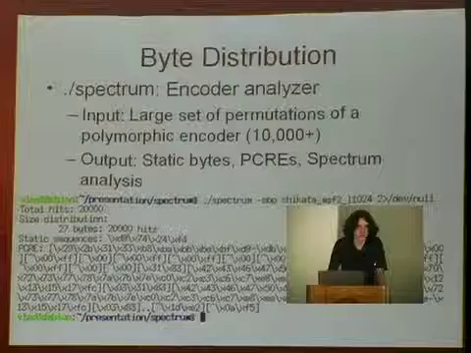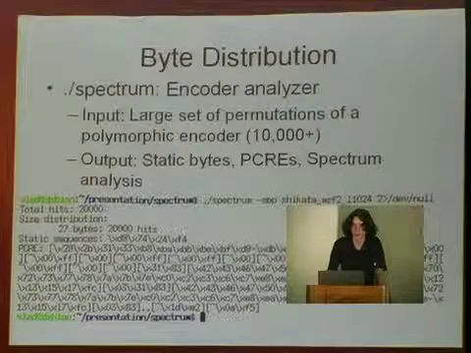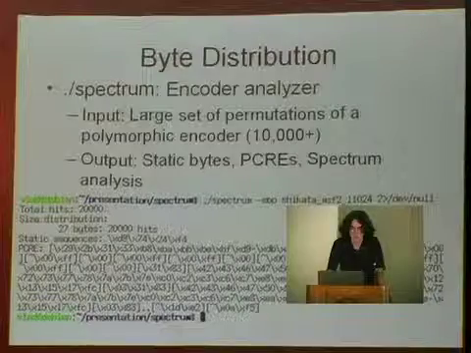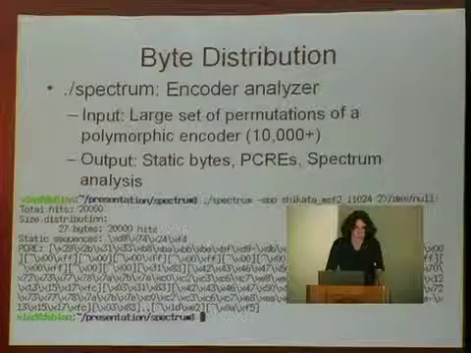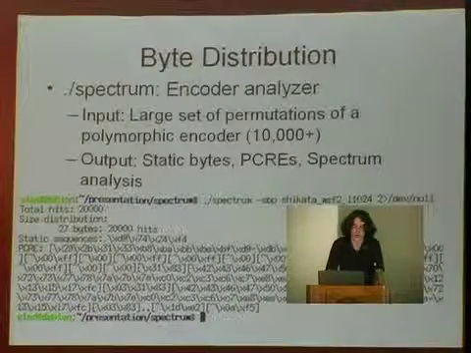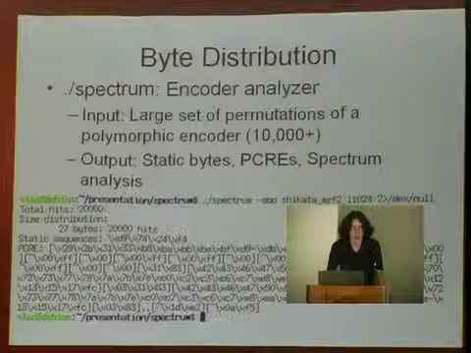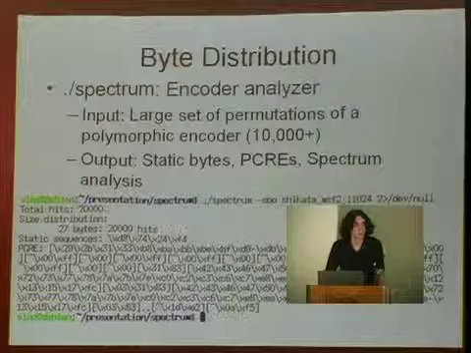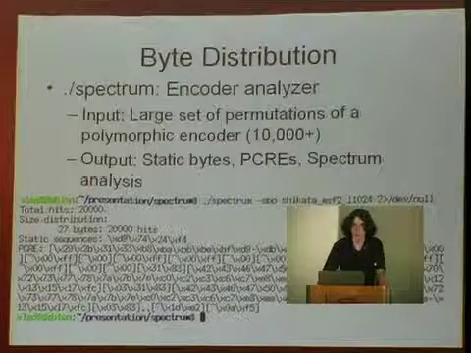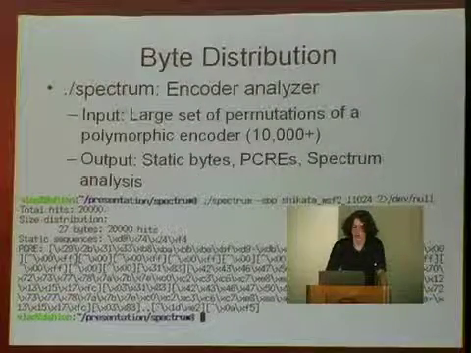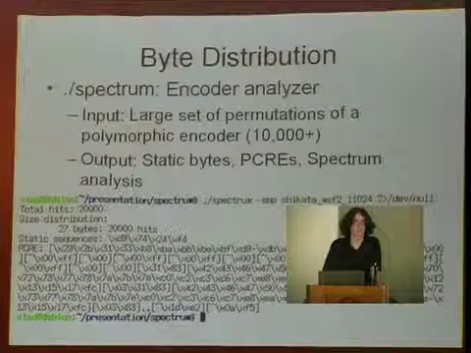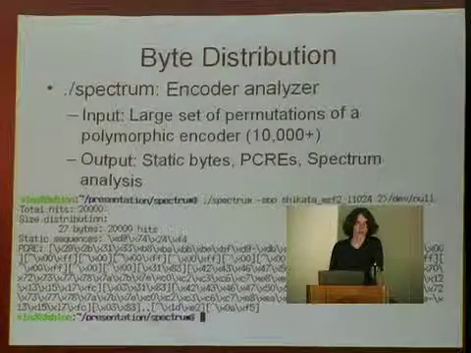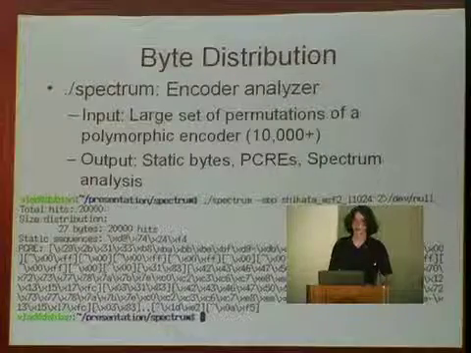To look at this, I built a small program which I've included in the code.tar.gz file for this presentation. It's essentially a polymorphic encoder analyzer. It's a very simple program. The input is a large set of polymorphic encoders. So, for example, if you're trying to analyze Shikata Ga Nai, you get tens of thousands of possible permutations of this encoder, and you just put them all in a file.